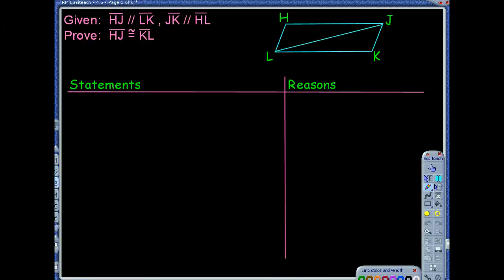Okay, so let's try this. Let's apply this. We are going to be doing some proofs today just to get some practice with using this as a reason. I'm going to mark on the picture what we already know. We know that HJ is parallel to LK. I'm going to mark that as parallel. And we know that JK is parallel to HL. So looking at this picture, we've got two sets of parallel lines.